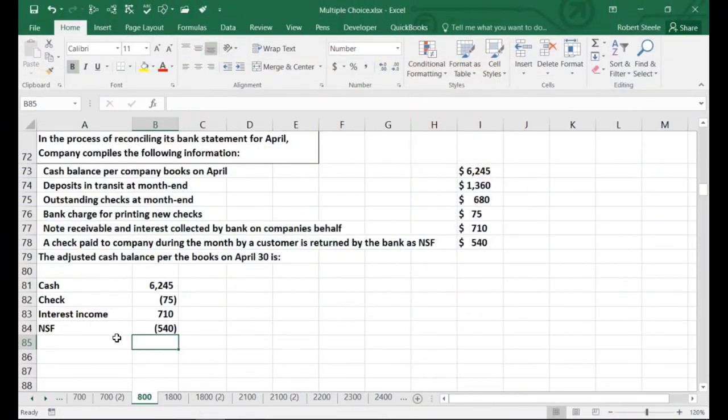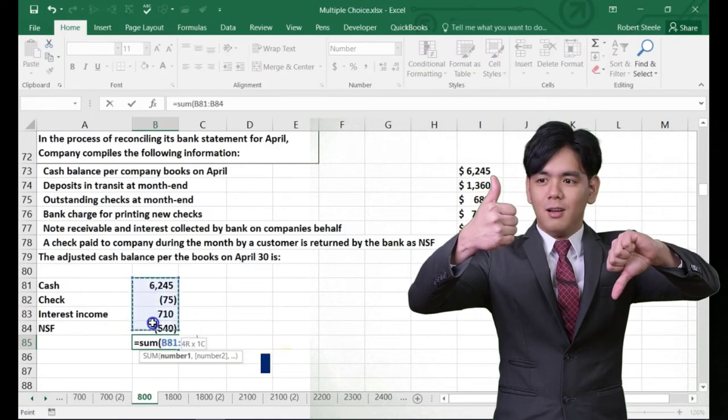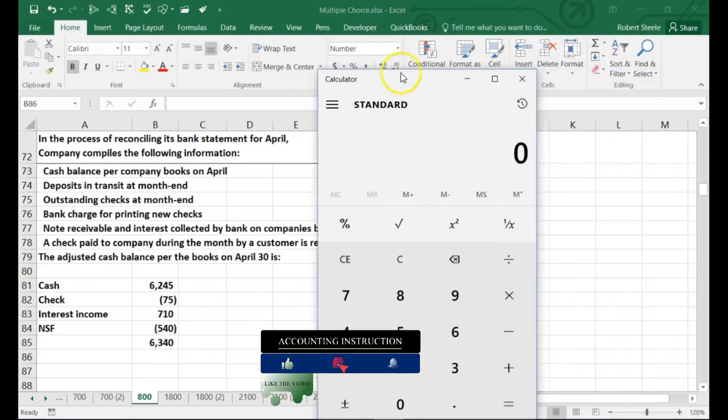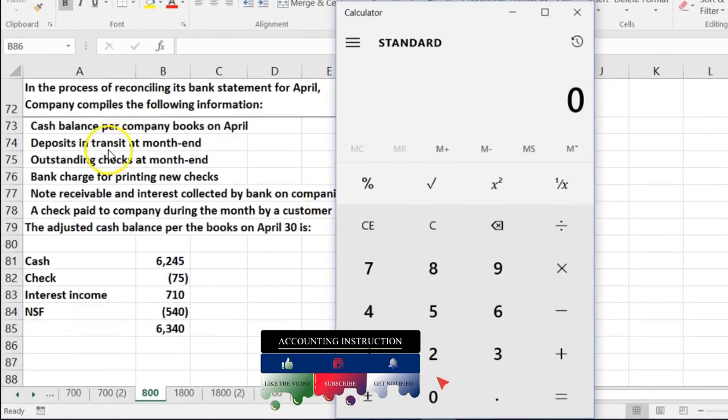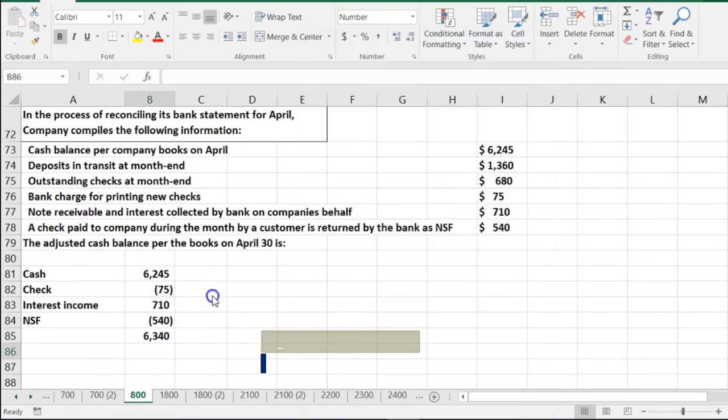And then if we add these up, it equals the sum of these. And that should be our book balance at this time. Of course, if we did that with a calculator, we're doing 6245 minus 75 plus 710 minus 540. And there we have 6340.